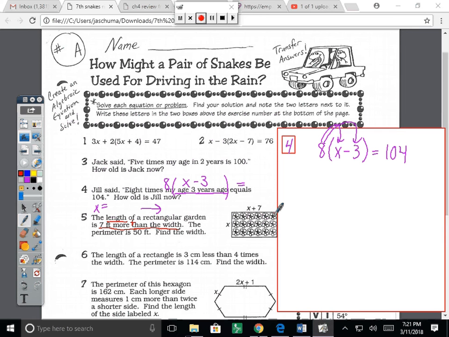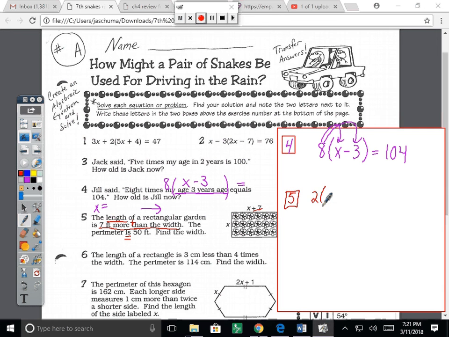Find the width. Here's a big hint. We're talking about perimeter, and they said the word is. So I know everything that I do here to find the perimeter is going to equal 50. Well, let's talk about perimeter. How do we find that? Usually we take 2 groups of the length and 2 groups of the width, and we add those together, don't we?